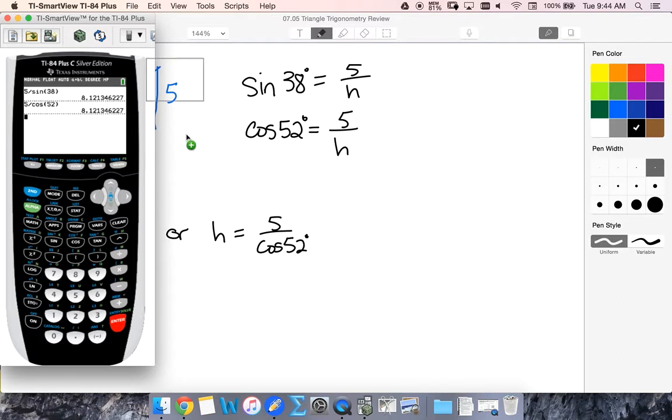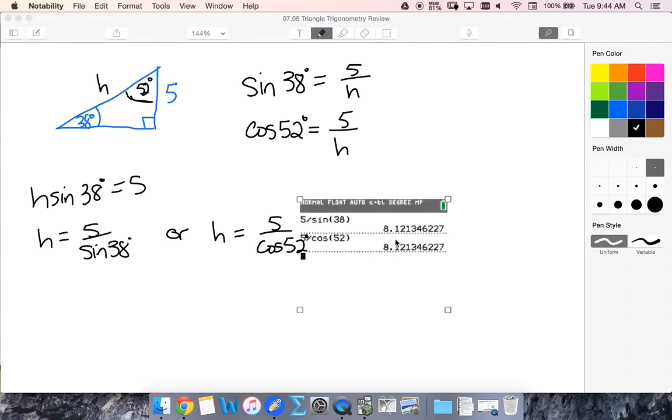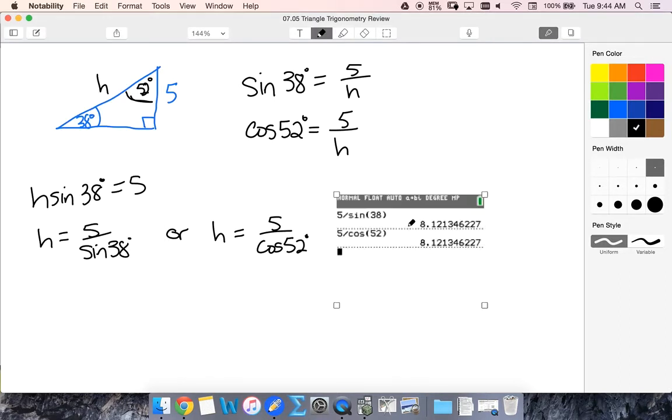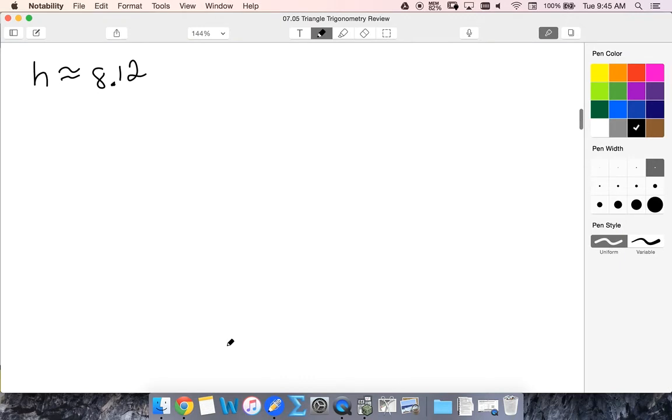And we get the same answer. So either way, that side h, we wanted it to be bigger than 5. It's the hypotenuse, and it is. It's about 8.12, whatever our units are. So using these ideas, we could also use triangle trig to find missing angles. So let's look at an example where we're missing an angle.